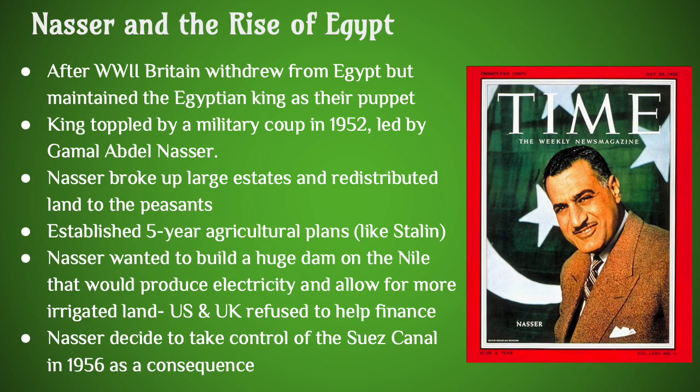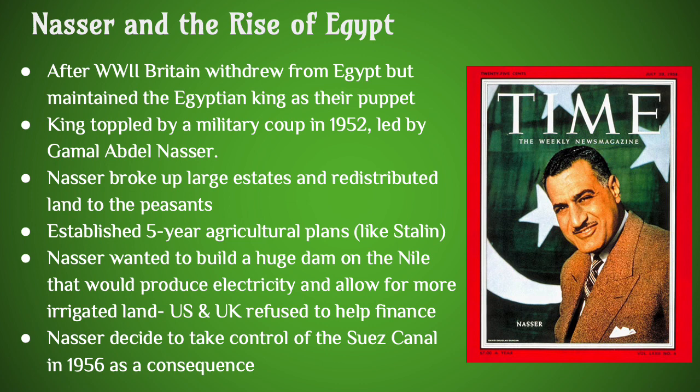Moving west to Egypt. After World War II, Britain finally withdrew from Egypt. Egypt was allegedly an independent country going back to the 19th century, but as long as the British had troops in Egypt, they were in effective control. But when they left, the Egyptian king, who was very open to Britain, was kind of like their puppet.